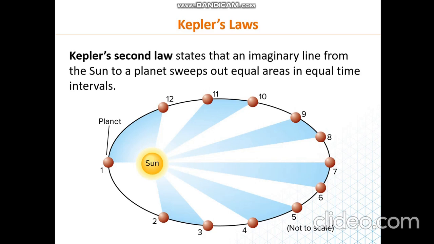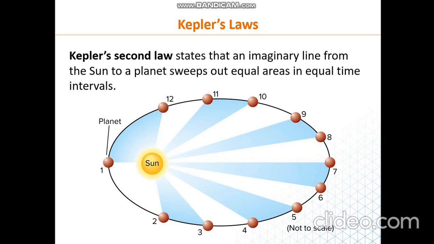Now let us discuss Kepler's second law. Kepler's second law states that an imaginary line from the sun to a planet sweeps out equal areas in equal time intervals. First of all, you need to notice that the planet travels faster when it's closer to the sun, at this part of the ellipse. It travels faster than when it is far away from the sun, like on the other side of the ellipse.